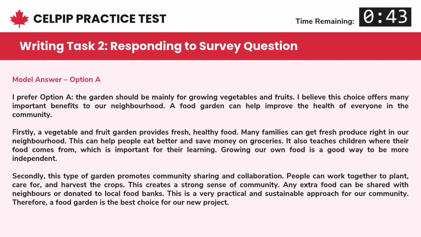The writer uses simple linking words like firstly, secondly, and therefore. These words help connect sentences and ideas smoothly. Notice also the use of clear, simple language throughout. The answer includes some good vocabulary words like beneficial and sustainable. These words are a bit more advanced but fit naturally in the sentences. They show a wider range of vocabulary without being too complex.